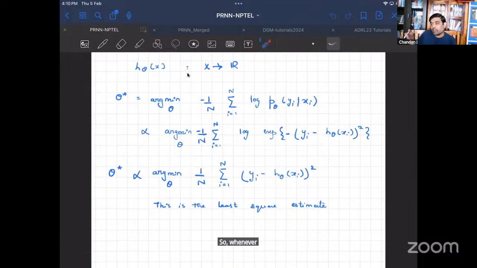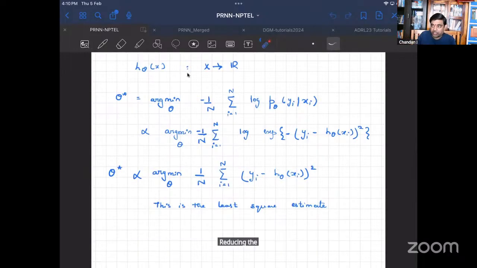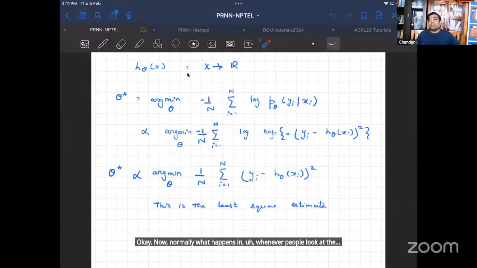Whenever we look at the least square estimate, what is that? The least square estimate is nothing but reducing the KL divergence when we assume the data is from a Gaussian distribution where the mean is a canonical function and the covariance matrix is identity. That is what the least square solution is. Now, normally, whenever people look at the least square solution, what do they have?